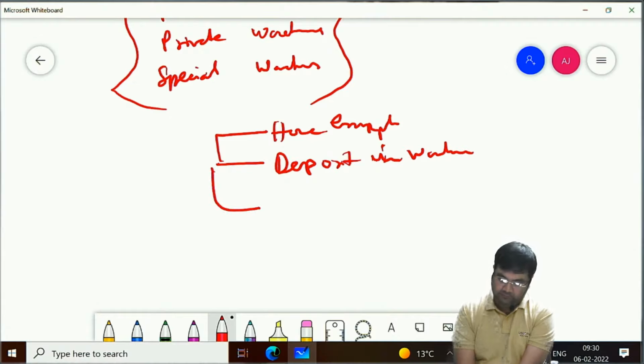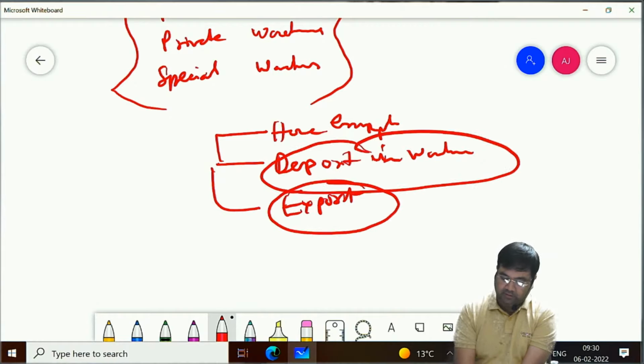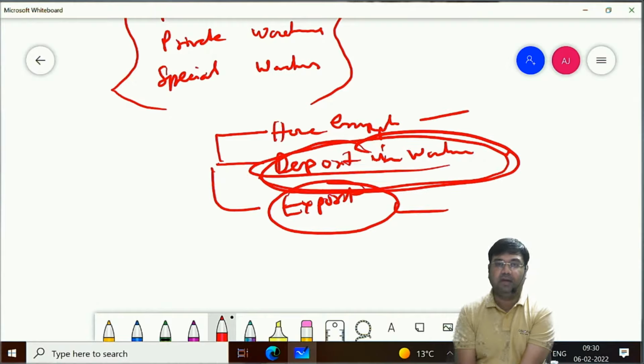Or what else can it do? If suppose he wanted to export, he can also export. So within 7 days: home consumption, export, or deposit in another warehouse. Okay.